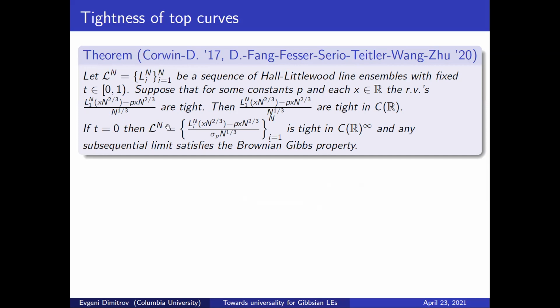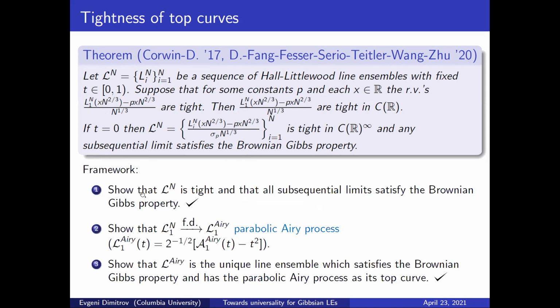What we were able to show is that if you have one-point tightness of the top curve, then in fact the full ensemble needs to be tight. And moreover, any subsequential limit satisfies the Brownian Gibbs property that we had from before. So this resolves, at least when t is equal to 0, the first part of the framework. There's still more work to be done for general t, but at least now we have some progress towards getting there.